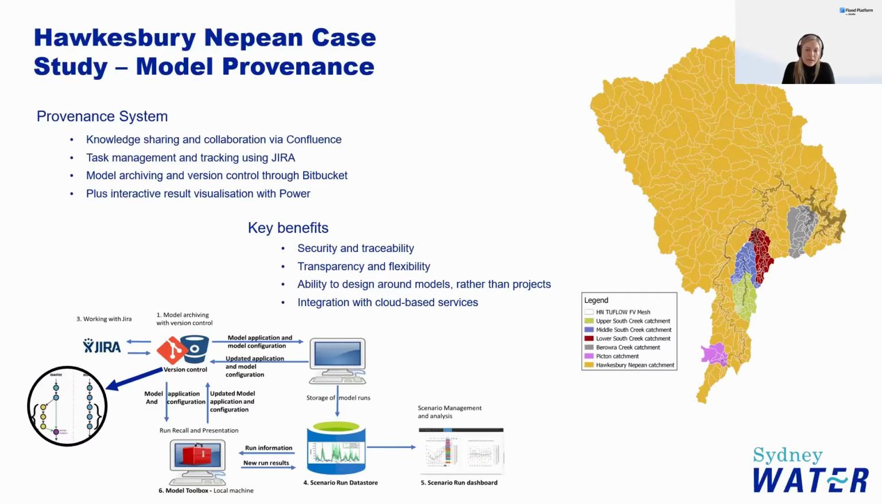So the outcome, although they had a few lessons learned of things that they wouldn't do again, essentially the project gave them what they were after, which was security and traceability, the flexibility, and the integration with cloud services. And they have that thorough knowledge base so that if a modeler leaves or wants to go and work on a different project, they have all of that tracked so that they can go back and make sure that knowledge transfer is happening.